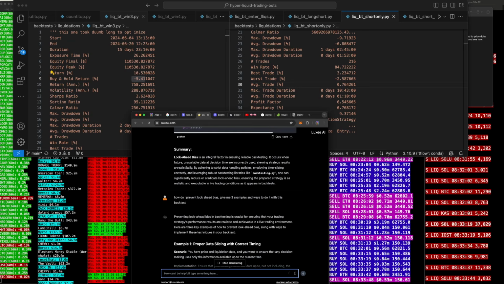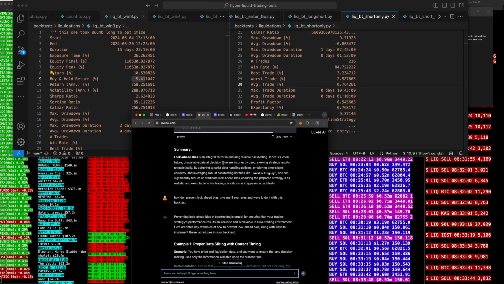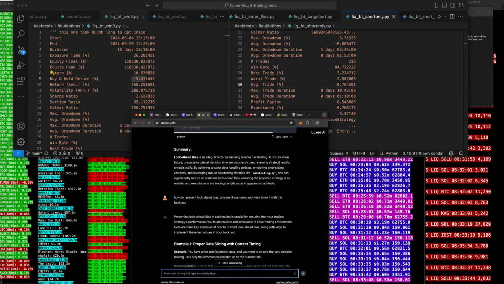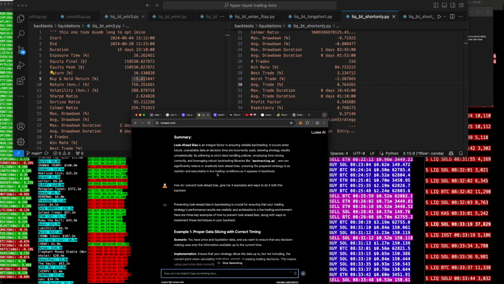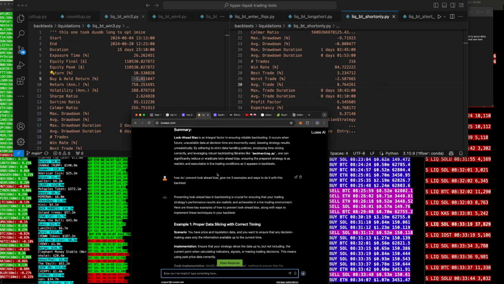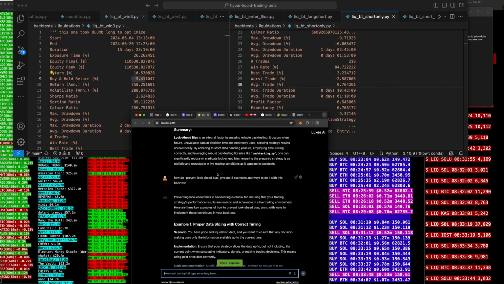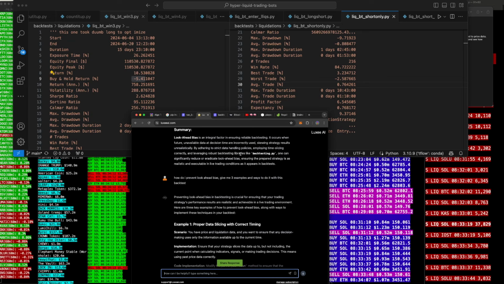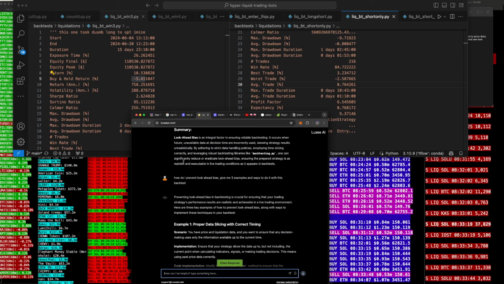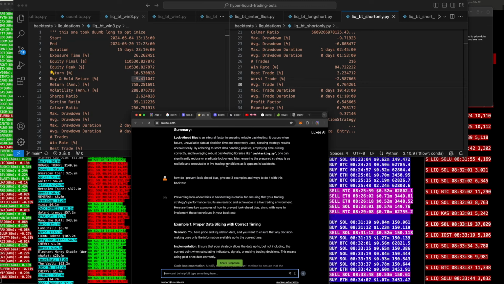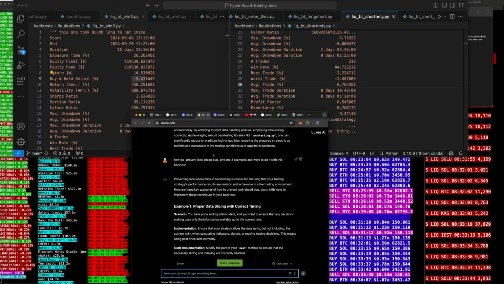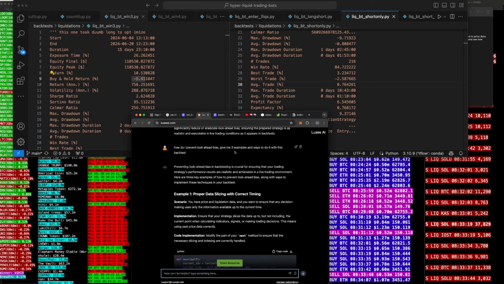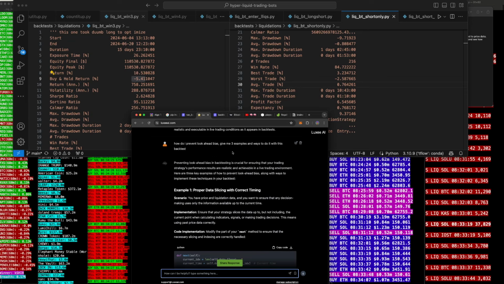Summary: look-ahead bias is an integral factor in ensuring reliable backtesting. It occurs when future data, unavailable at decision time, is incorrectly used, skewing strategy results unrealistically. By adhering to strict data handling policies, employing time slicing correctly, and leveraging robust backtesting libraries like backtesting.py, one can significantly reduce or eradicate look-ahead bias, ensuring the strategy is realistic and executable in live trading conditions as it appears in the backtest.